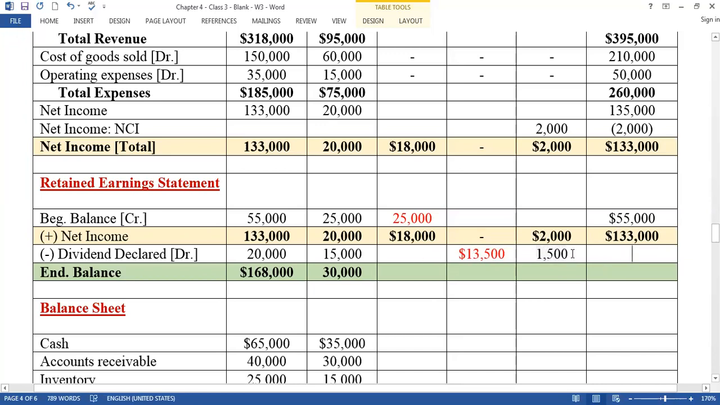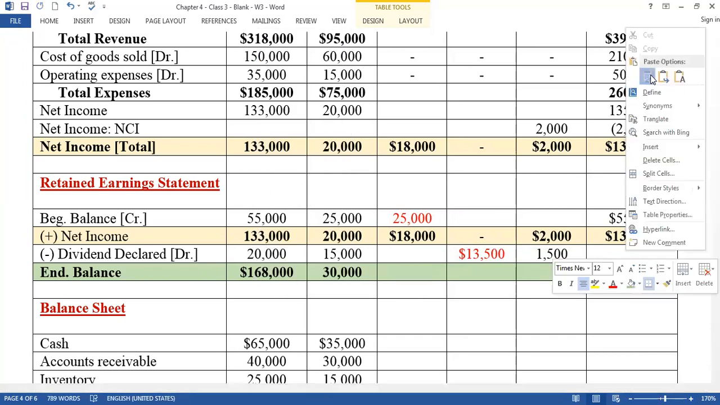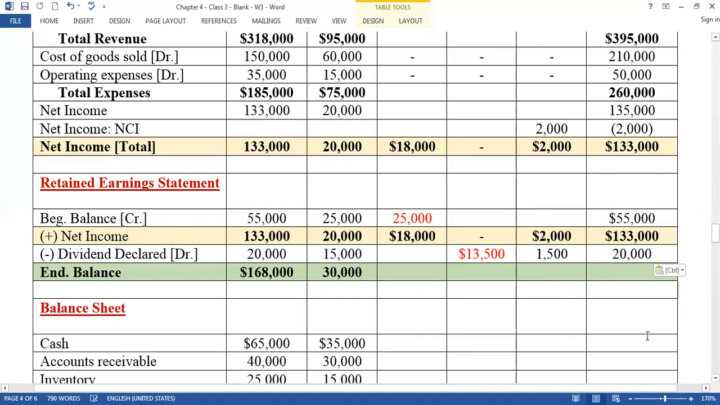Okay. So after this, what is the remaining amount? The remaining should be the parent's, because the subsidiary's is already allocated. This is the subsidiary's, right? Already allocated. So the remaining is $20,000. Good. Now again, this is the ending balance, right? We are going to calculate the ending balance. Now, what is the balance here?